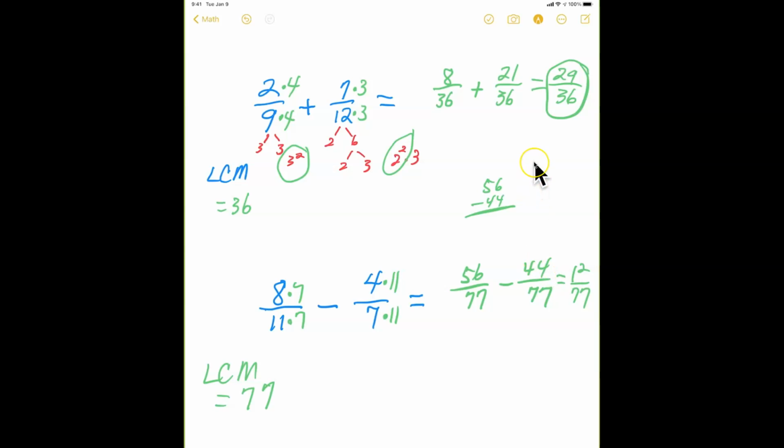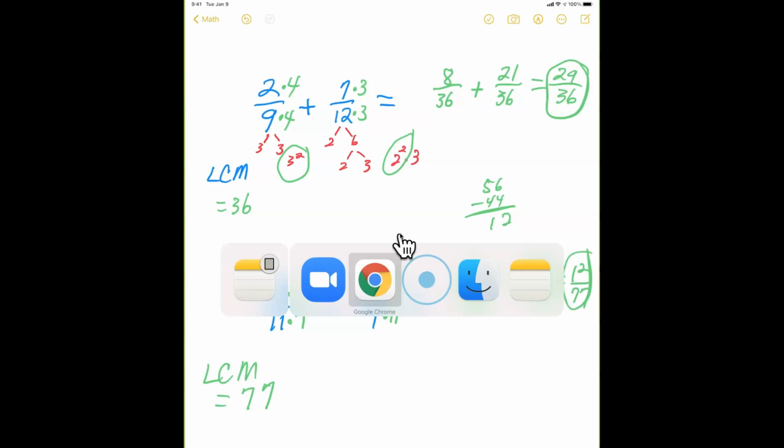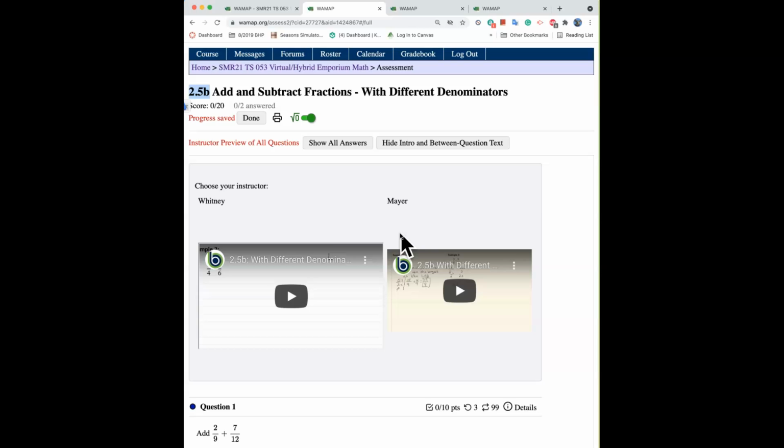So if you need to write this up, 56 minus 44, in order to get it right, please do that. Once you practice enough, you'll be able to see those relationships better in your head. 6 minus 4 is 2, and 5 minus 4 is 1. So we get 12 here, and 12 77ths is what we're left with when we take 44 away from 56. Okay, so this is our answer. Let's go back to WAMAP and see what they say.